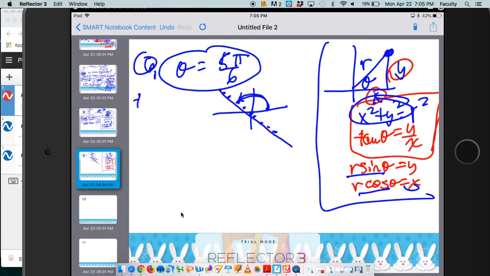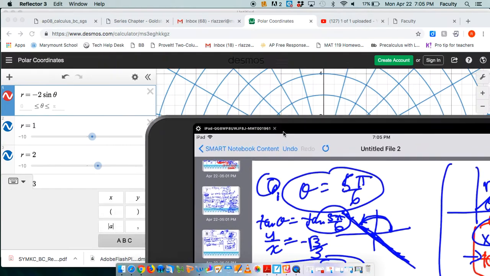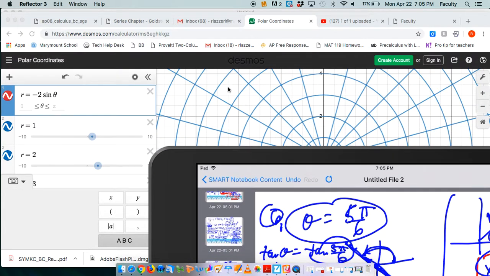But to solve it into rectangular form, convert it, I'm going to put tan in front of both sides. I'm using this fact right here. I know tangent's y over x. The tangent of 5 pi over 6 is negative root 3 over 3. So I get y equals negative root 3 over 3 x, which makes sense with what I said. Let's look at it, even though it's kind of cumbersome with this. Oh, I can't do a theta equals, sorry.